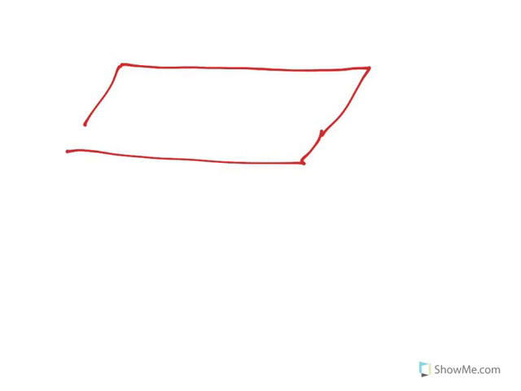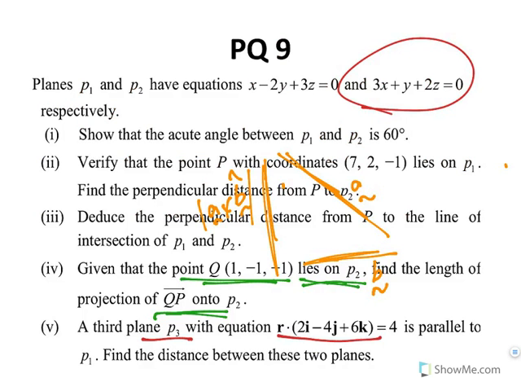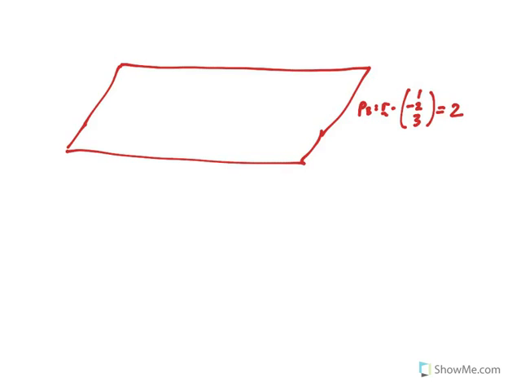Plane 3. Maybe I'll draw plane 3 first. Plane 3, I can simplify it to r dot (1, negative 2, 3) equals 2. Why? Simply because I divide by 2, divide by 2, divide by 2. So I can write it in this way.